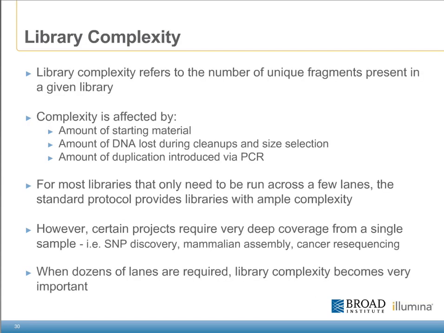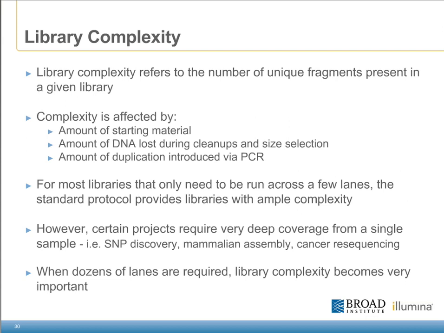So one important point to think about when it comes to PCR enrichment is this idea of library complexity. That refers to the number of unique fragments that are present at the end of library construction in your given library. Complexity can be affected by a whole bunch of things: how much DNA you started with, how much you lost in all your cleanups. If you have to do a gel, you're going to lose a lot of your DNA just through gel size selection and extraction. And then the amount of duplication that you've introduced in your PCR.